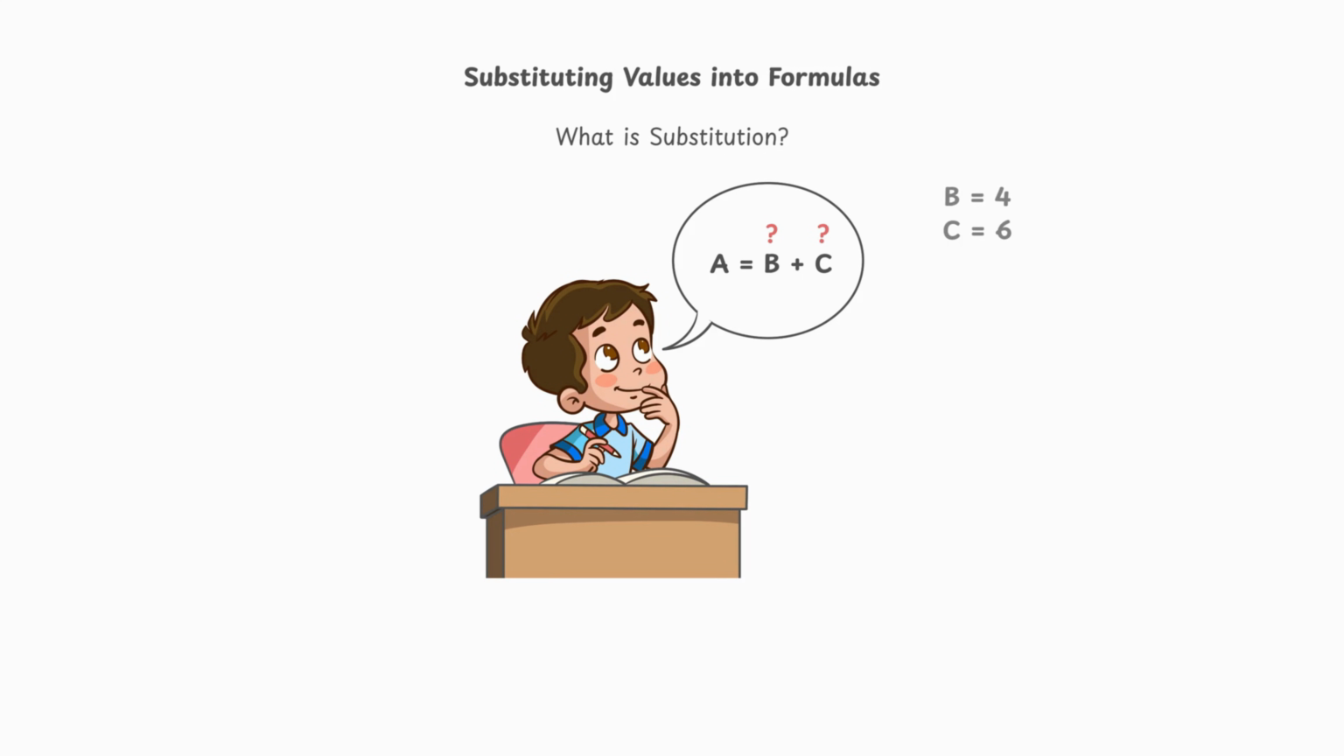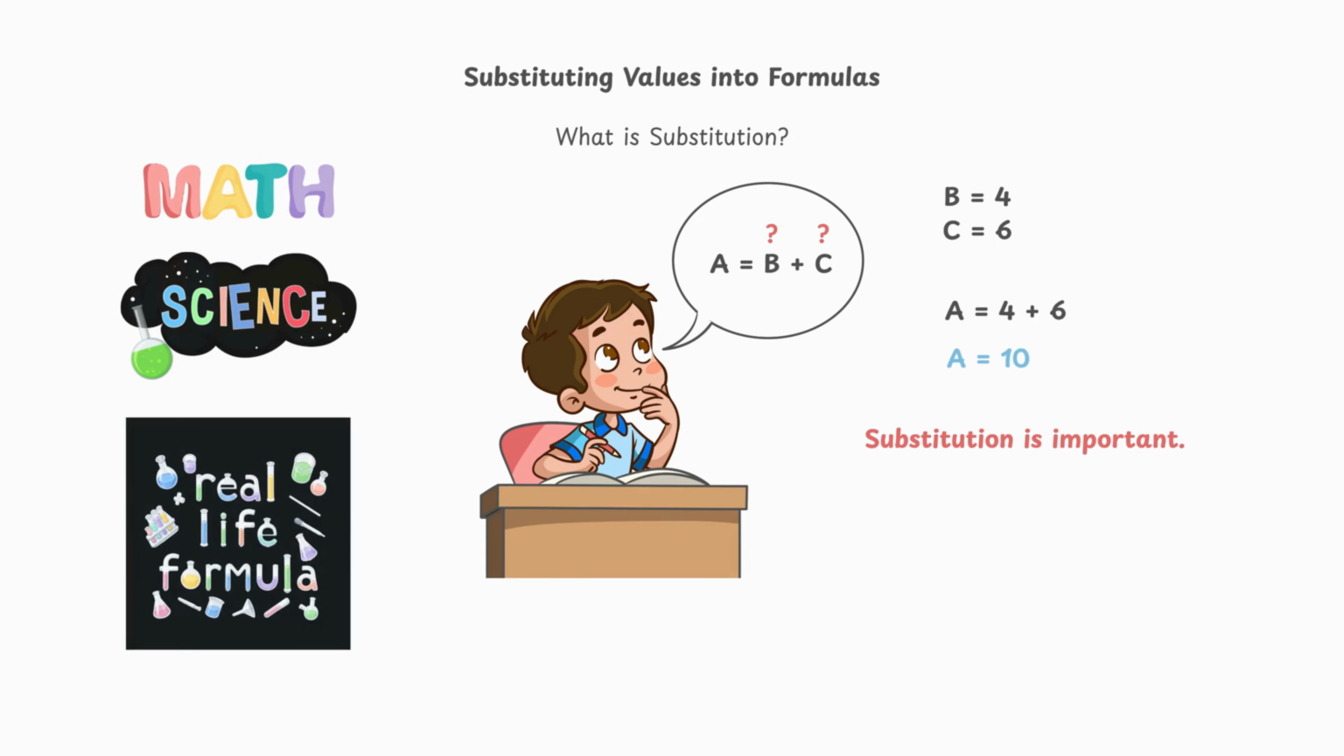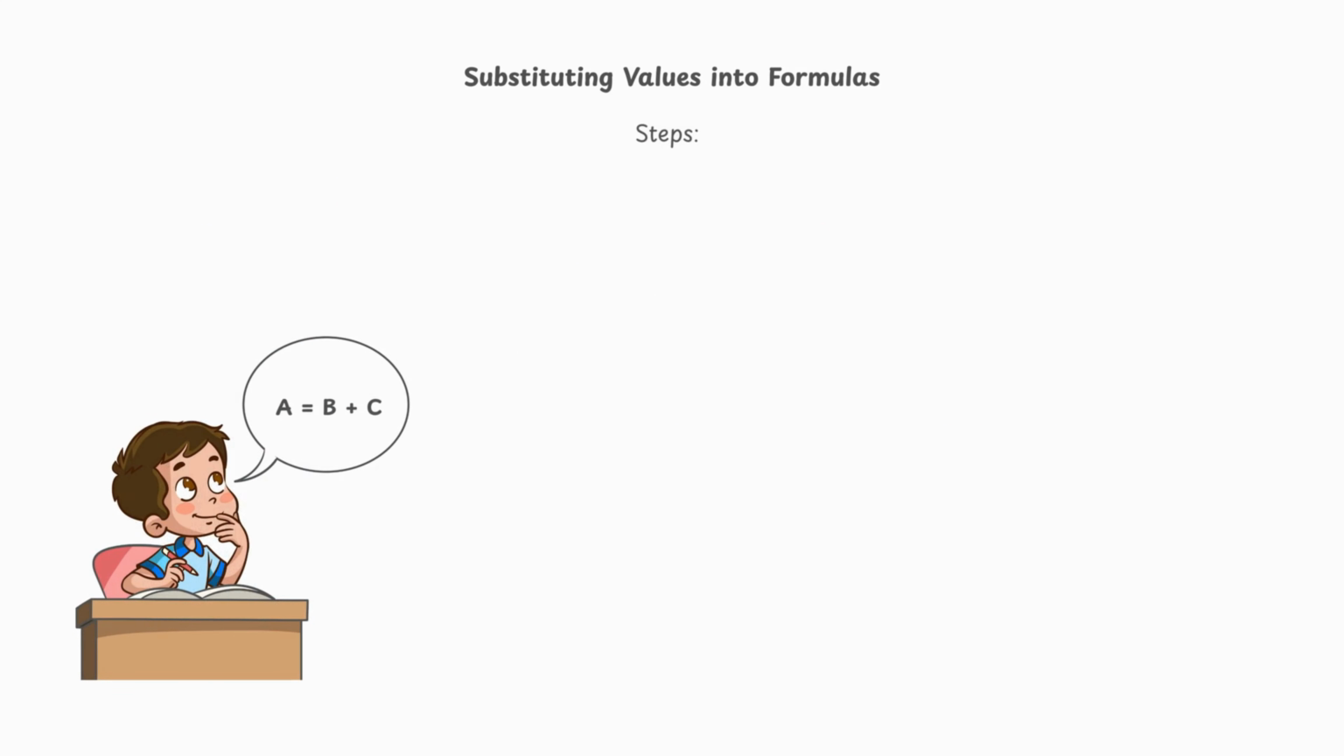However, if we are given values for B and C, we can substitute or replace those letters with the numbers we know. Once the numbers have been substituted into the formula, we can then carry out the calculation to find the value of the unknown variable. Substitution is an important skill because it appears in many areas of maths, science, and real-life formulas. In this lesson, we will learn how to substitute values accurately and avoid some of the common mistakes students make in exam questions. Now let's look at the steps involved in substitution.